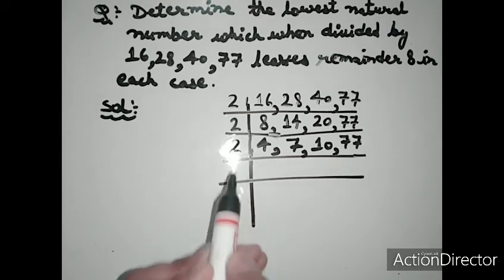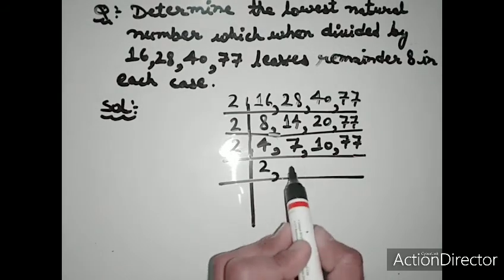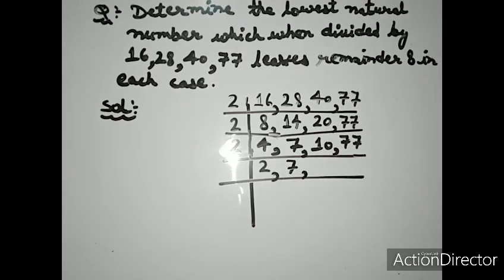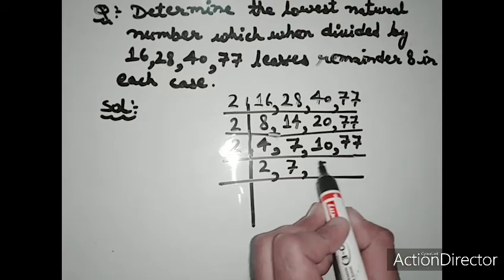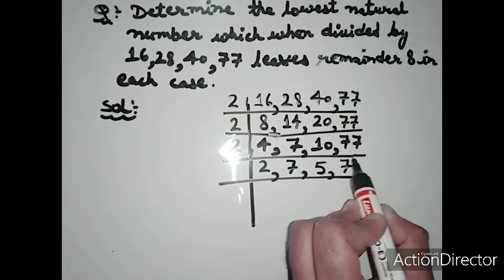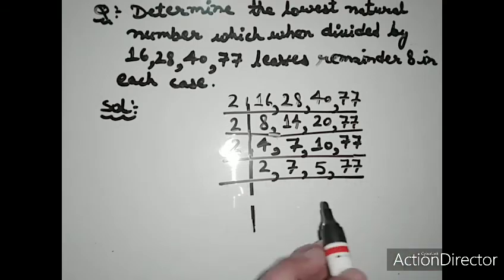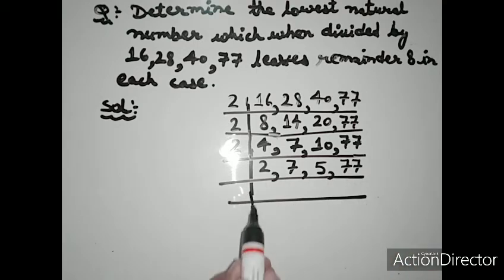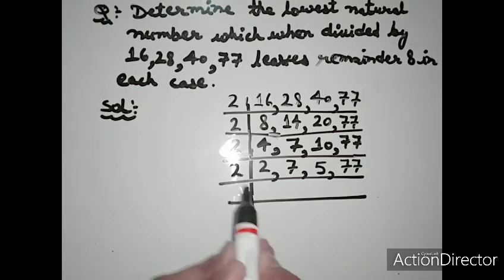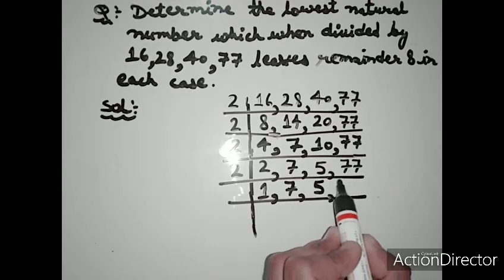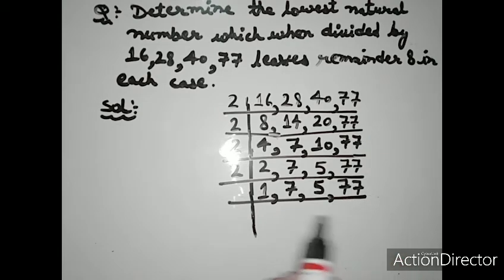Now again divide by 2. 2 4s are 8... we get 4, 7, 10 and 77, writing 7 as it is, because 7 is not divisible by 2. Now again divide by 2, because there is a 4 which is divisible by 2. So 2 1s are 2. Write 7 as it is, 5 as it is, and 77 as it is.